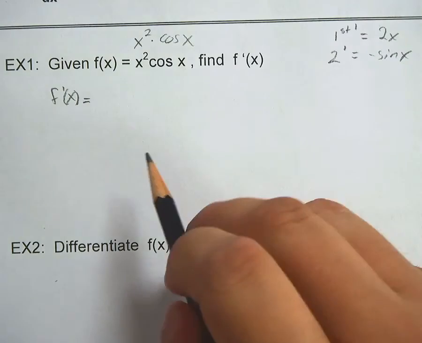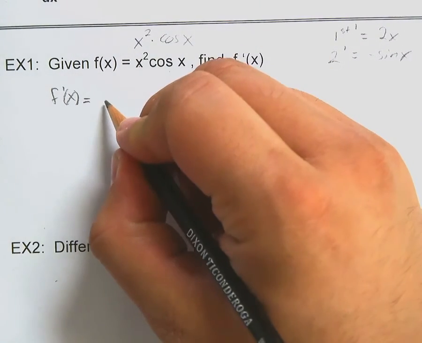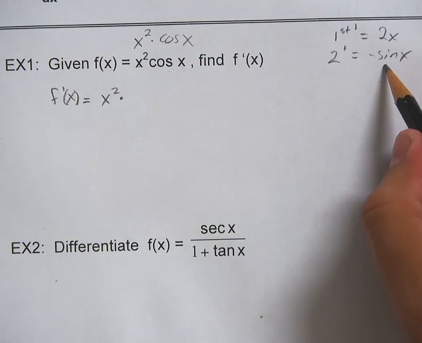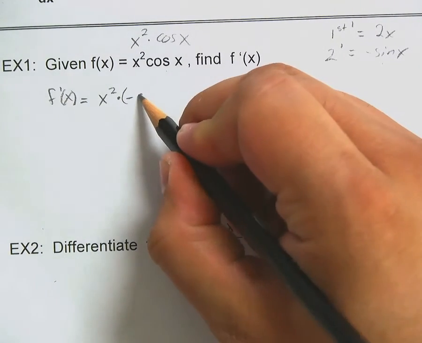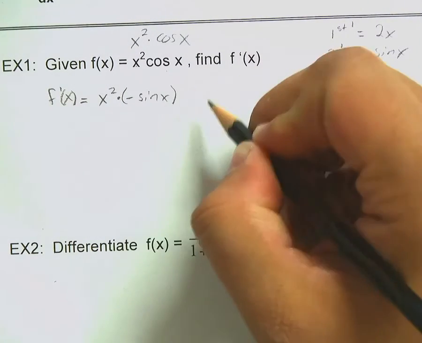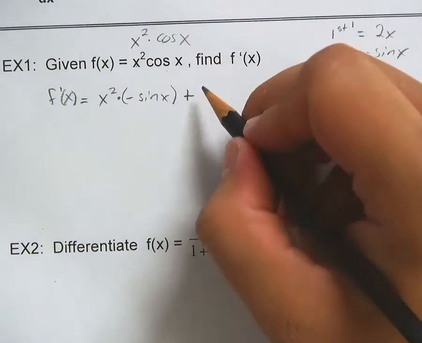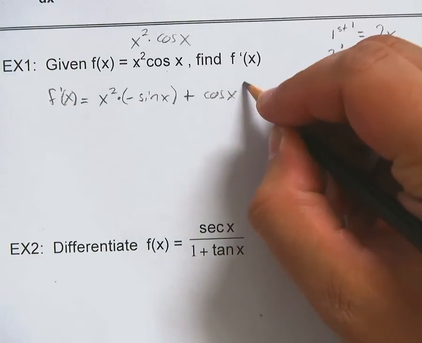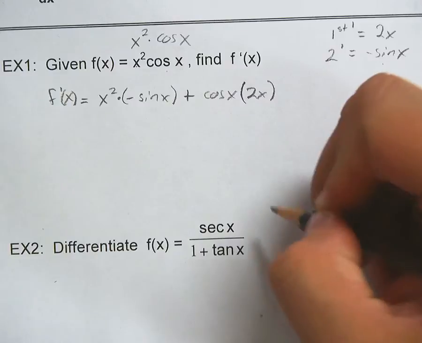So it's first d second. So it's x squared times the derivative of the function, which is a negative sine x, plus second, cosine x, times the derivative of the first, 2x.